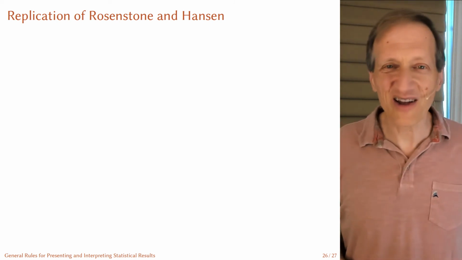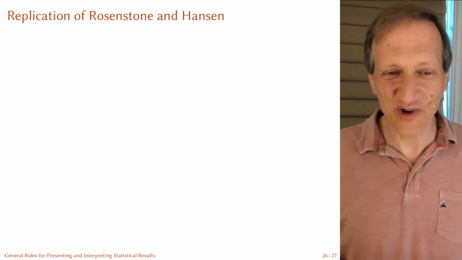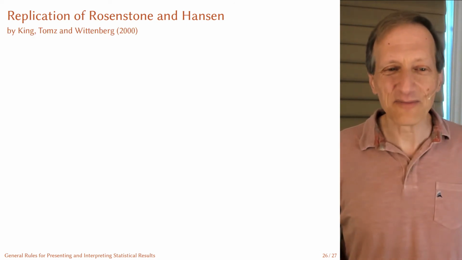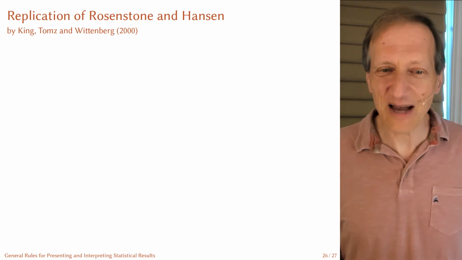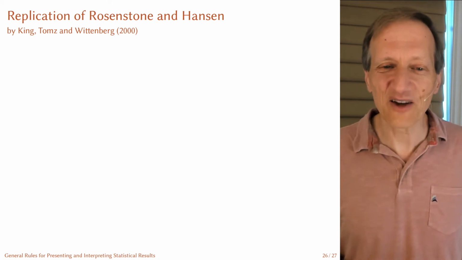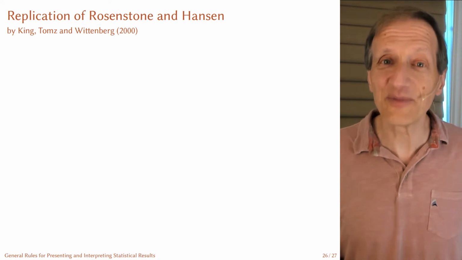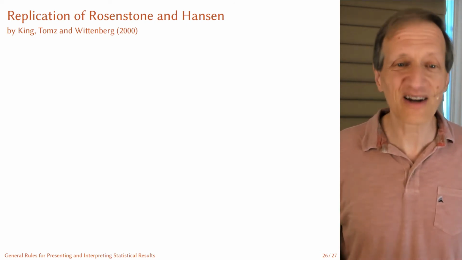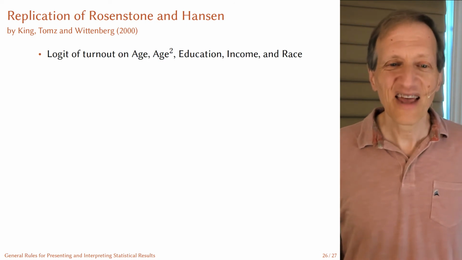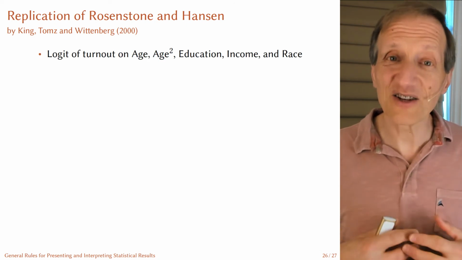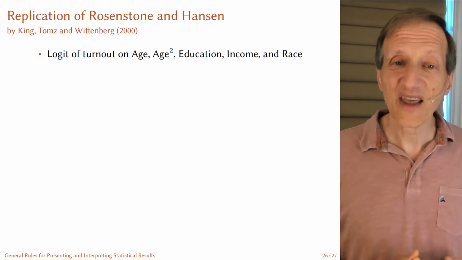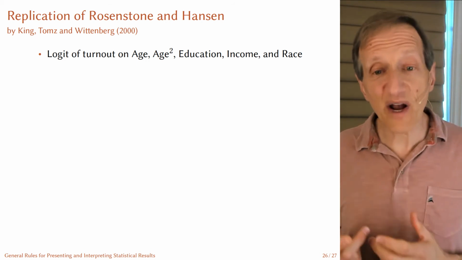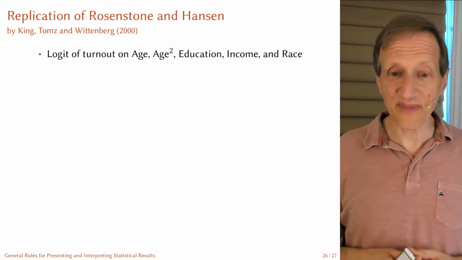You can follow along in the paper we wrote. As I said, I wrote the paper out of this class and the class out of the paper. So this is King, Tomz, and Wittenberg again. I'm going to replicate an analysis in a book by Steve Rosenstone and Mark Hansen. Great book, great analysis. They run a logit to try to explain voter turnout. And their explanatory variables are age squared, education, income, and race.